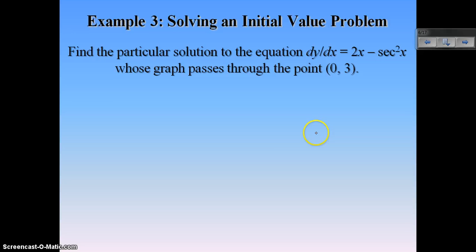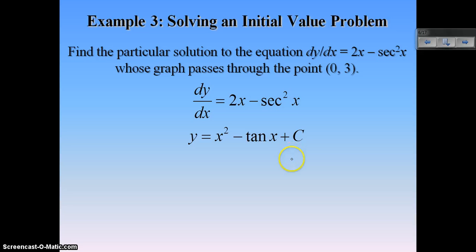Alright. Another example, same kind of problem, just throwing in a little trig with this one. dy/dx is 2x minus secant squared x. Again, same kind of situation. We start out by asking ourselves, what's the antiderivative? The antiderivative of 2x is x squared. The antiderivative of secant squared is, as we mentioned earlier, tangent plus c.